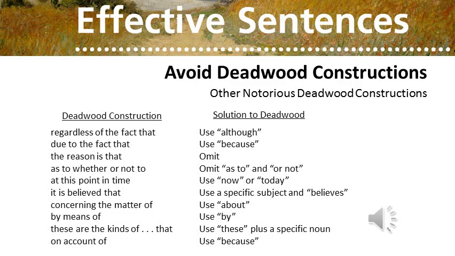It is believed that, use a subject, right? It is believed that so and so blank. People believe that so and so. Okay. Concerning the matter of, use about. By means of, use by. That's all you need there. These are the kinds of blank, that, whatever. Again, use these and a specific noun. And finally, on account of, again, can be handled with because. These simply add words that don't do anything, and this is what you're trying to avoid when you are developing as writers.